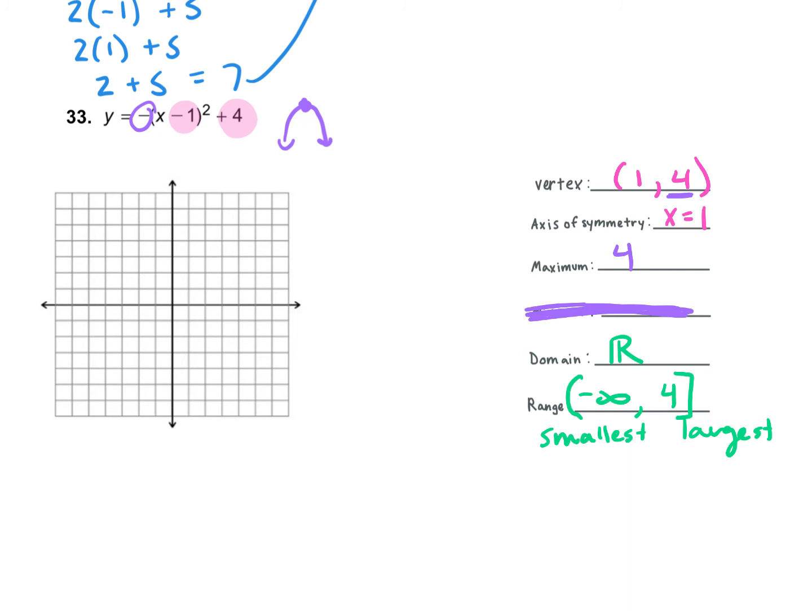All right, now we can graph. What should I graph first? 1, comma 4. So I'm going to go to the right 1 and up 4. And my axis of symmetry goes right through it. And then what else do I need?